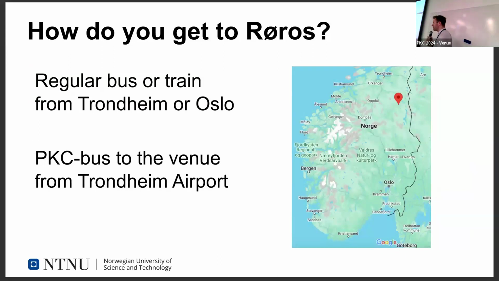How do you get there? This is a really tiny town. If you compare it to Atlanta last year and Sydney this year, this is a town with just 2,000 or 3,000 people living there permanently. You can get there from Trondheim or from Oslo by train or bus. We're planning to coordinate a PKC bus from the airport in Trondheim, specifically for you coming to the conference, that goes directly to the hotel. This will be an option when you register for the conference.